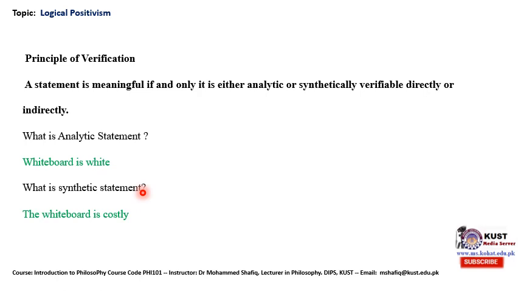that analytic statements or analytic propositions are those propositions in which the predicate doesn't add additional information to the subject. For example, we have whiteboard is white. Now here white is not adding some additional information to the subject because the predicate is already contained in the subject.